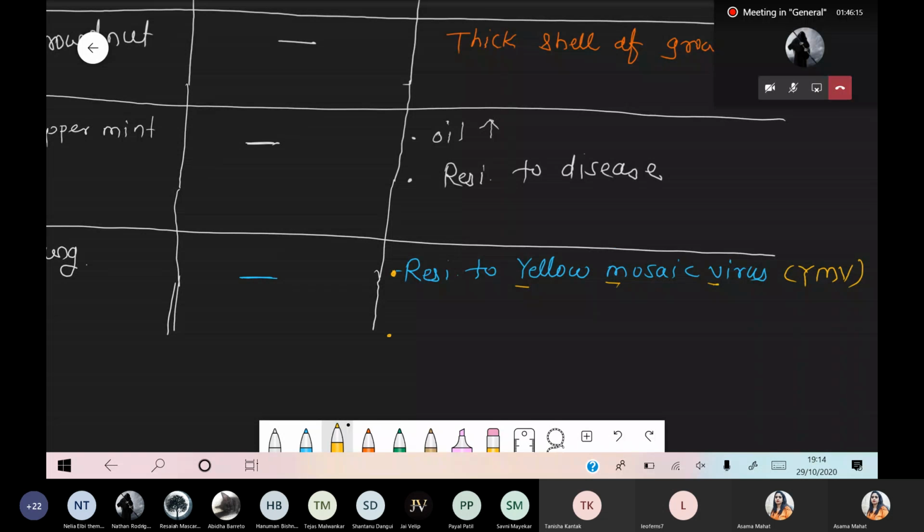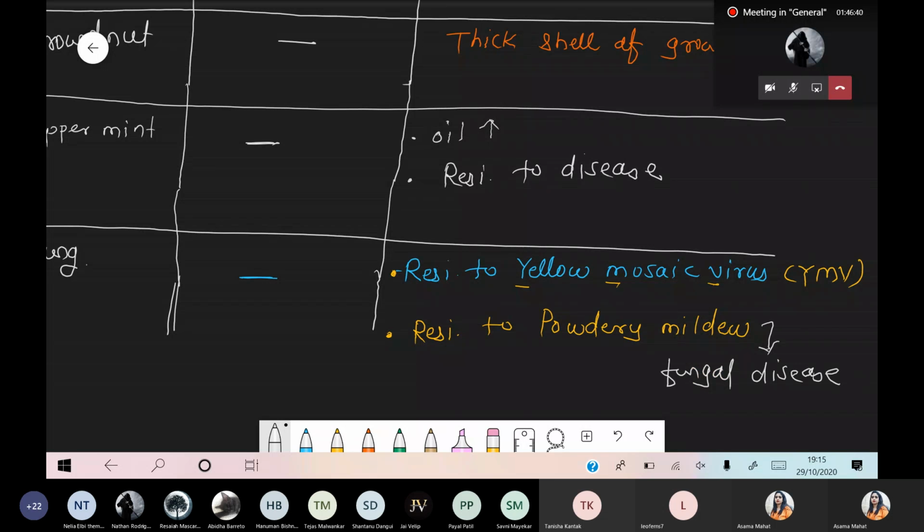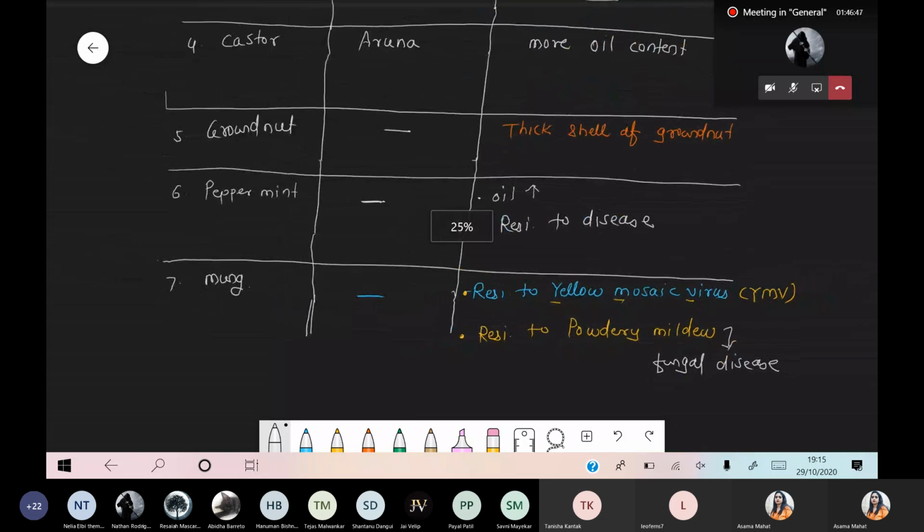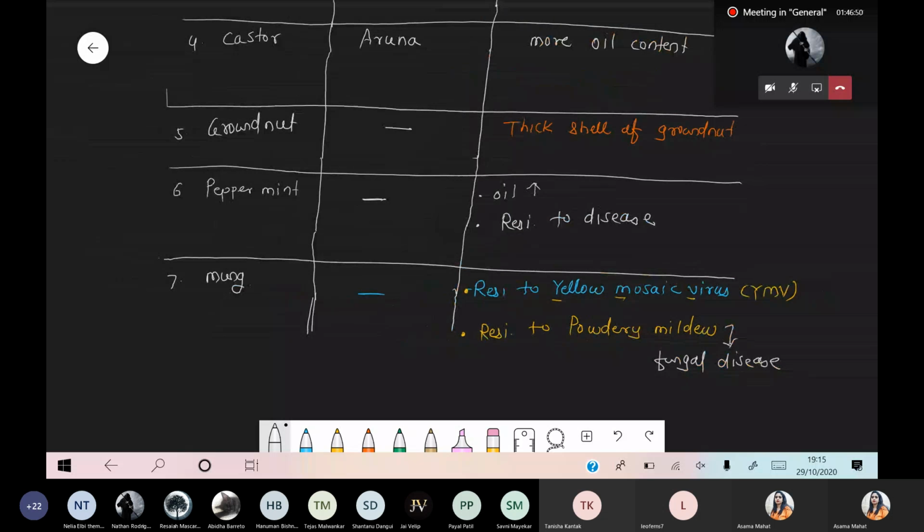Now, as well, it will be showing resistance to powdery mildew. And this powdery mildew is one fungal disease. So the moong plant is showing resistance activity to fungus, as well as resistance activity to virus also. That is yellow mosaic virus.